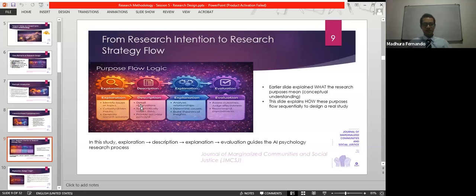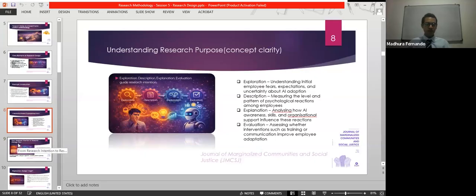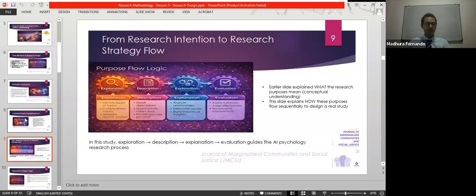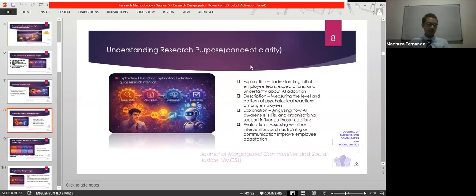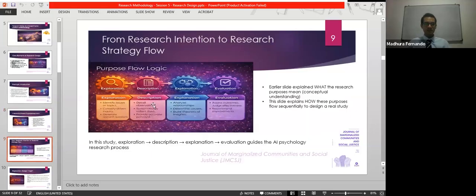And then comes the description, then the explanation, evaluation. Now, even in the last slide, we have been explaining the same thing, but here this is actually for your concept clarity, and this is the strategic flow of your research. One by one you are transiting, you are moving, you are shifting from exploration to description, shifting from description to explanation, shifting from explanation to evaluation. So likewise, you are walking on your research journey.